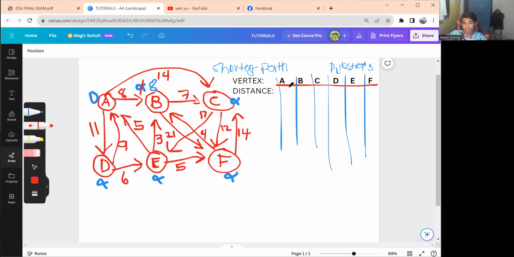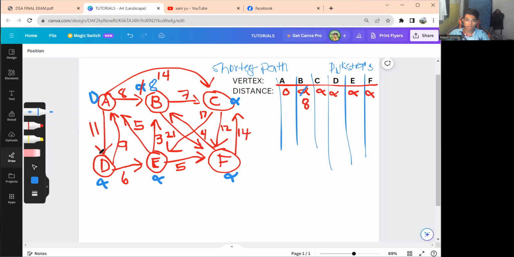So here, class, the distance is like I said earlier: 0 for the root node, then infinite for the others. We will show it like this. We have already updated node B, which is 8. Then we cancelled the infinite, since 8 is better than infinite. Then there is still a value for the next one, 11.